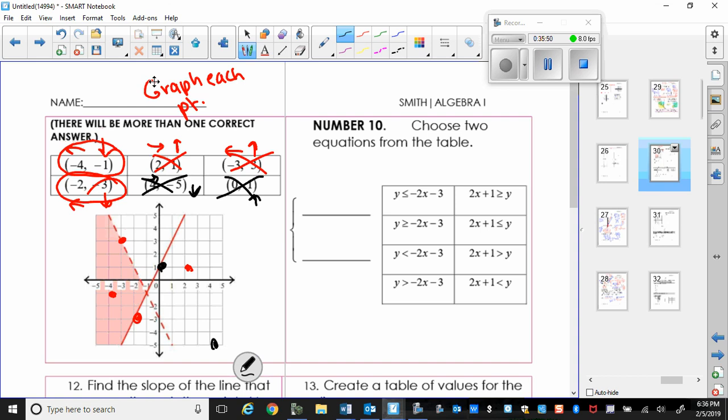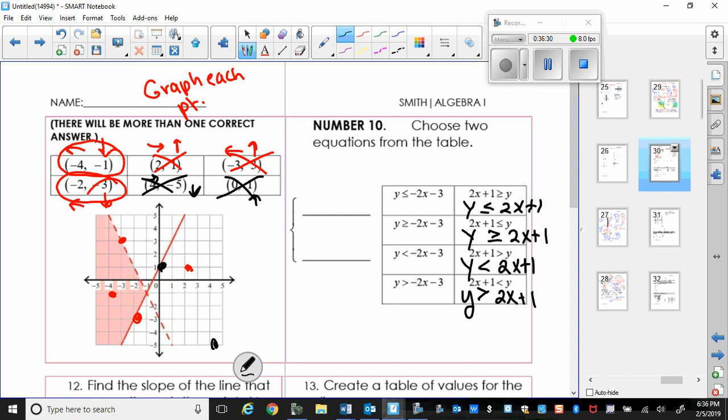Next, it says choose 2 equations from the table to represent the equations over here. So I don't like the way this is written, so I'm just going to rewrite it. I'm going to flip it over. Y is less than or equal to 2x plus 1. Y is greater than or equal to 2x plus 1. Y is, I'm flipping the symbol over, less than 2x plus 1. Y is greater than 2x plus 1.